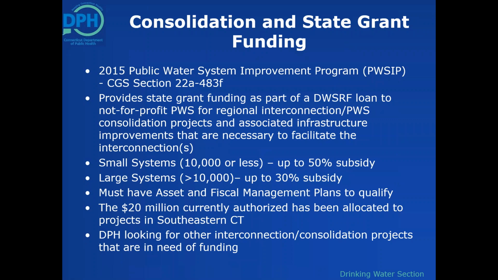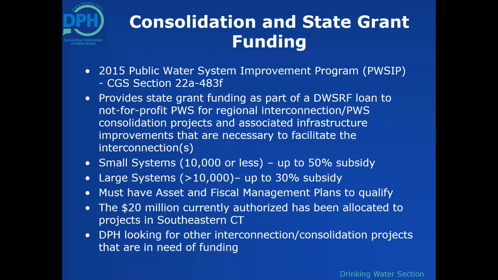This state grant program provides state grant funding as part of a DWSRF loan to not-for-profit public water systems for regional interconnection or consolidation projects, but it also provides grant funding for the associated infrastructure improvements that may be necessary to facilitate those interconnections. So not only to extend the water service from the larger system, but if you have older pipes in the ground that need to be replaced, we can also subsidize those improvements as well.